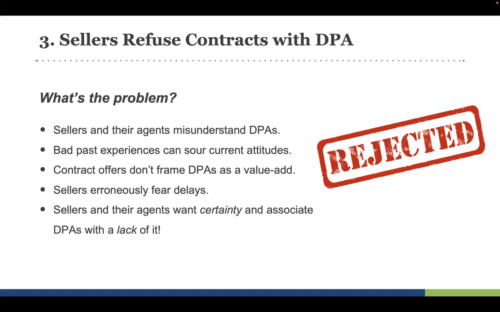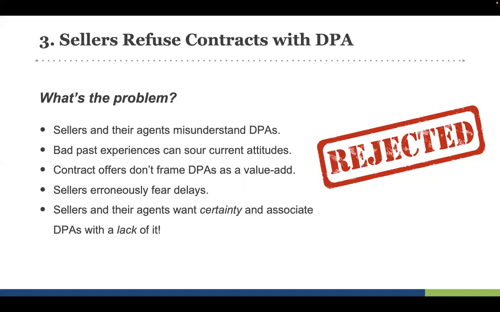So that can come from bad past experiences, which can sour current attitudes. This can also come from the fact that down payment assistance is not framed as a value add. Sellers also may erroneously fear closing delays. We're going to talk about that next, but that concern is certainly part of why sellers are potentially hesitant to accept the DPA offer, in part because the seller, and let's be frank, the agent working for the seller, they want certainty, and they associate down payment assistance with a lack of certainty.